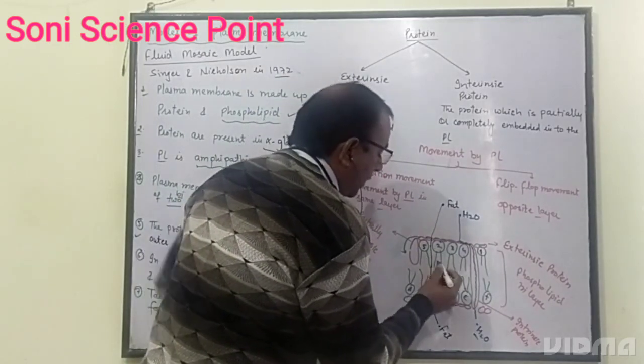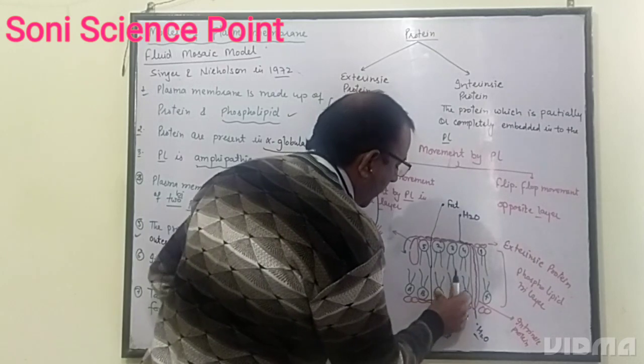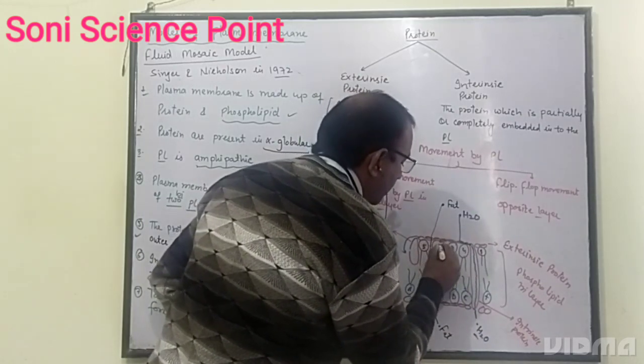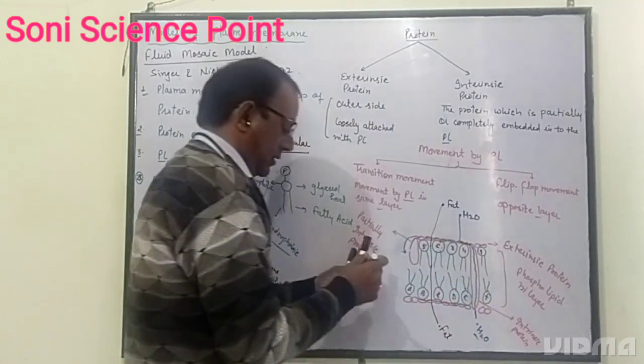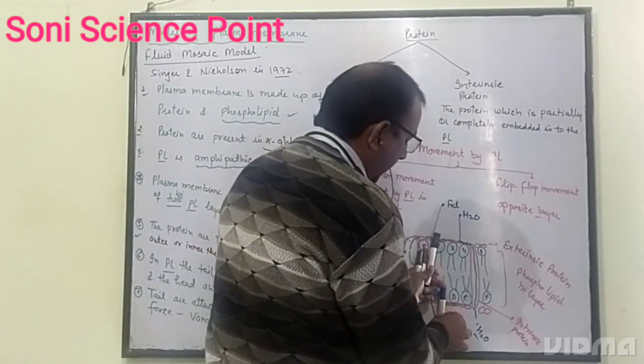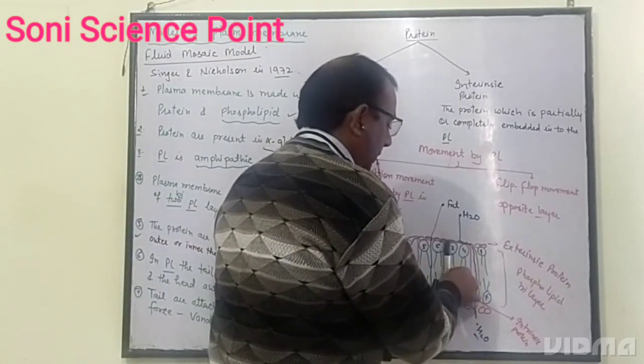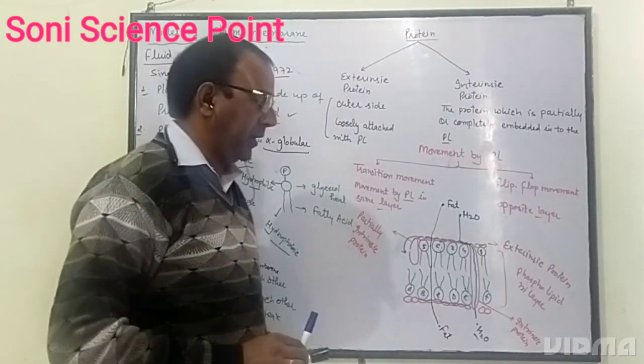The second phospholipid moves, and it starts to move here. C comes here, 2 comes here. It means 2 from here and C from here start to move this way. This is called flip-flop movement.